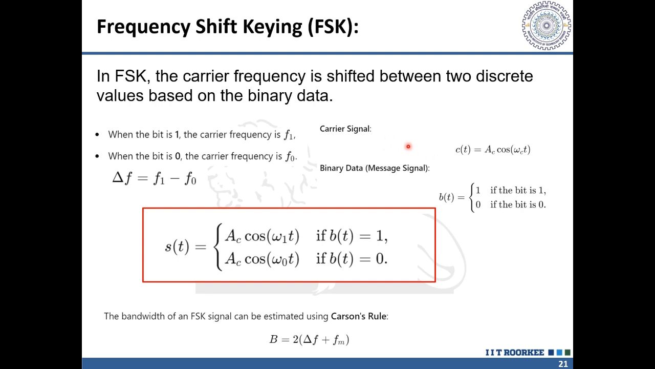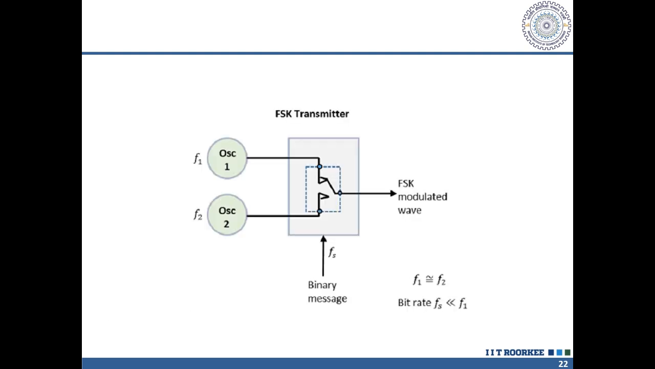So, for example, the carrier signal is this, and the binary data is 1 or 0. It depends on whatever the input is. In the modulated signal we get, when the bit is 1, we get the frequency corresponding to the bit 1, and we get f naught when the bit was 0. And similarly, as seen in analog modulation, we can find the bandwidth using the Carson rule, which is twice of delta f plus fm. This is the schematic diagram. It finds the difference between them and then outputs them.